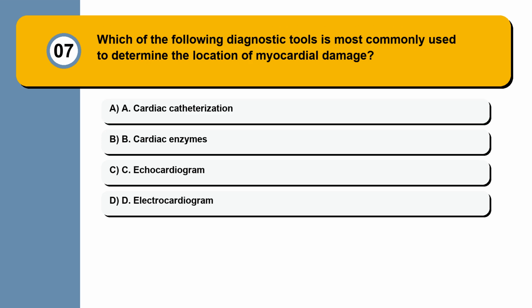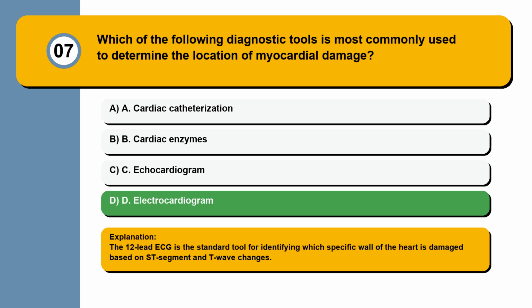Question 7. Which of the following diagnostic tools is most commonly used to determine the location of myocardial damage? A. Cardiac catheterization. B. Cardiac enzymes. C. Echocardiogram. D. Electrocardiogram. The 12-lead ECG is the standard tool for identifying which specific wall of the heart is damaged based on ST segment and T-wave changes.